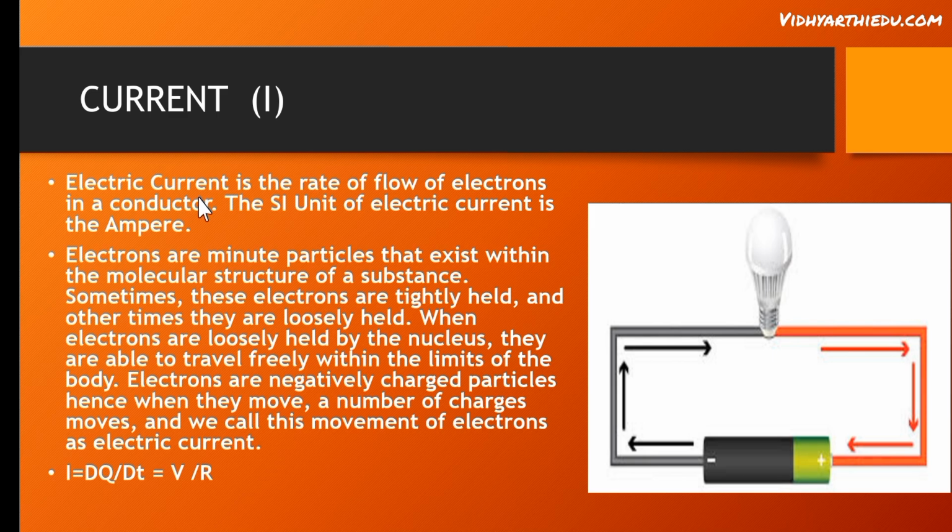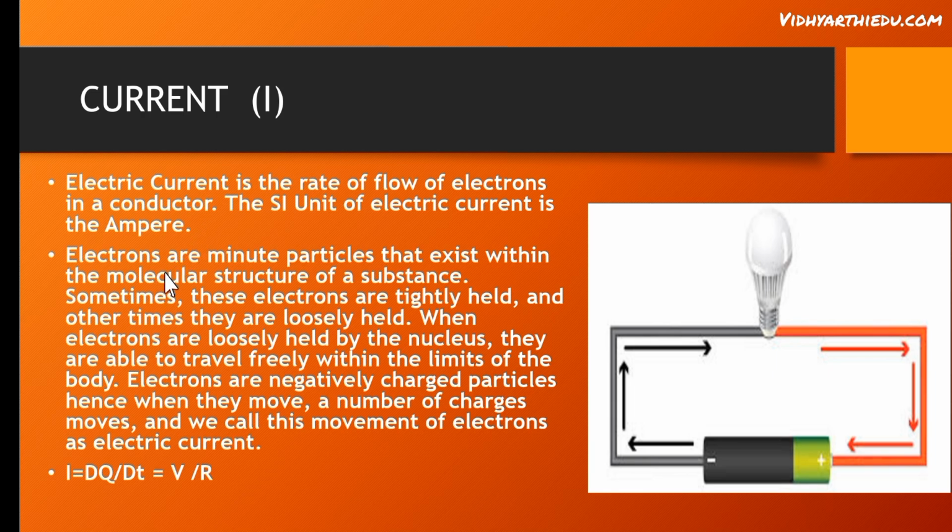What is meant by a conductor? A conductor is a material or substance which allows the flow of electrons through it. So the rate of flow of electrons, or we can say the rate of flow of electric charge, is electric current. The SI unit of electric current is the ampere.